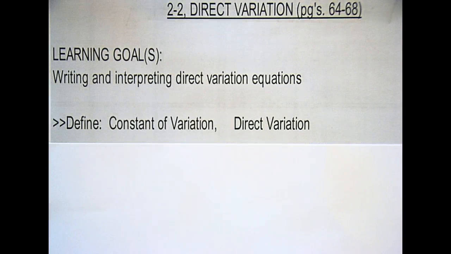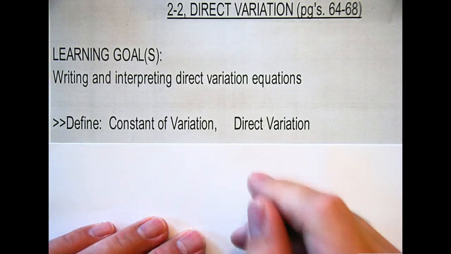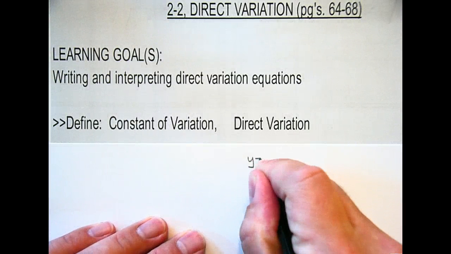All right. Hey, what is a direct variation? Direct variation. How many of you finished defining it? Okay. What's a direct variation? Maddie? A linear function that can be written in the form of y equals kx.